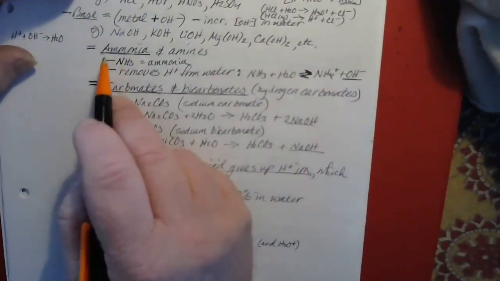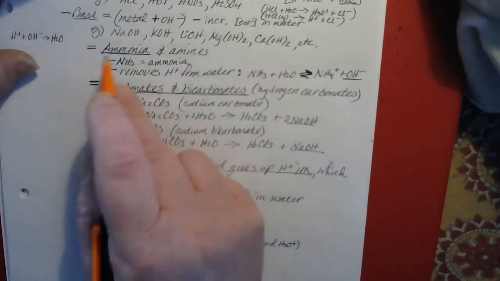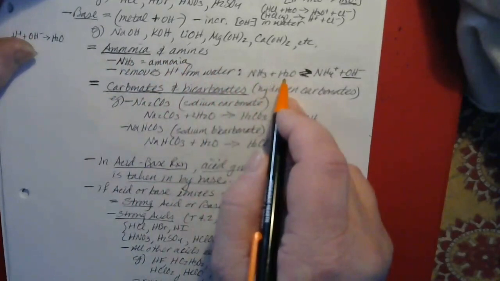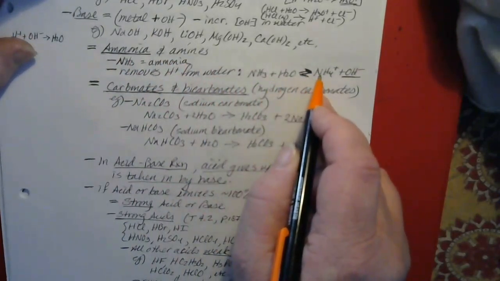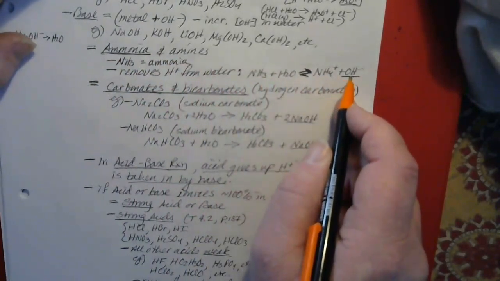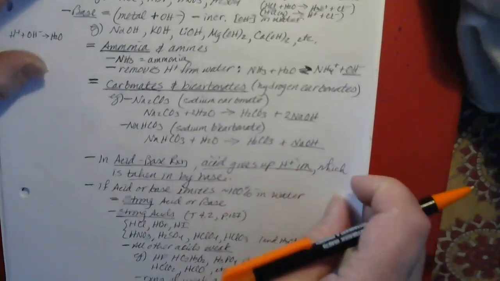Also considered bases, though, would be ammonia and related compounds known as amines. Ammonia has the formula NH3, and ammonia counts as a base because it removes H plus ions from water. So when you put ammonia in water, what you get is an ammonium ion. And when you take an H plus away from water, what's left? OH minus. So by increasing the OH minus concentration when you put it in water, that's what qualifies ammonia as a base.